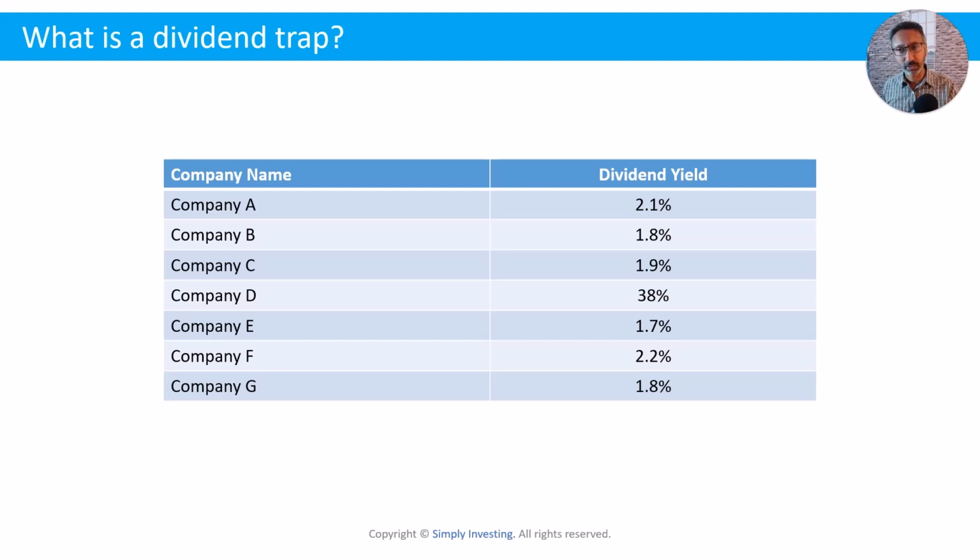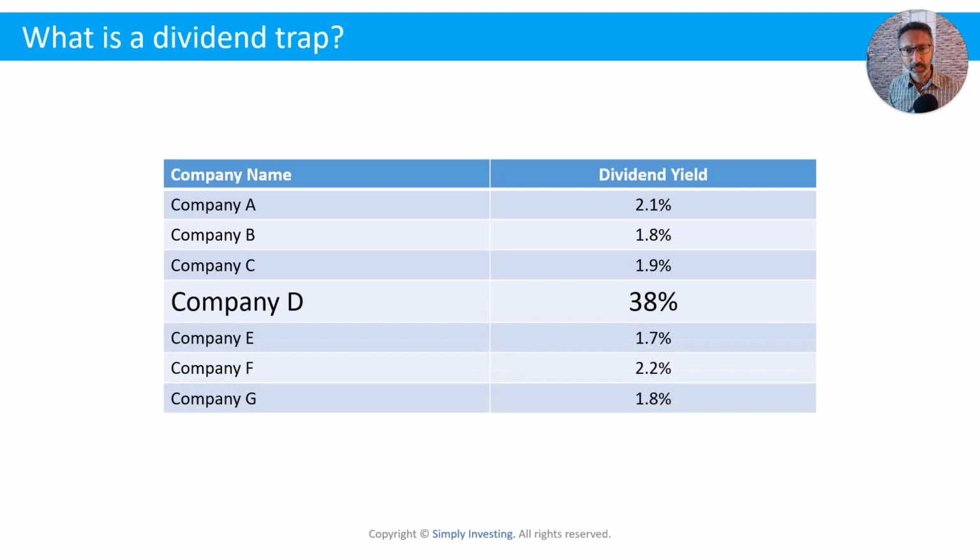Now, if you're watching it, you can see all of the numbers on the screen. If you're listening, I've just gone through all of them. Did you notice anything odd, anything strange when you look at the dividend yield? There's 7 companies on this page. 6 of them have a dividend yield in the range of 1.7 to 2.2. Right? That's it. They're between 1.7% to 2.2%. That's the dividend yield. The oddball here is company D. 38% dividend yield.